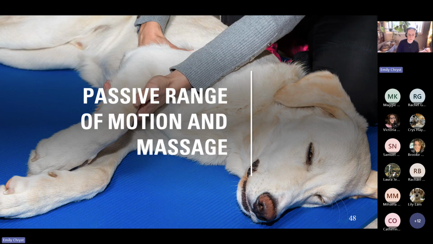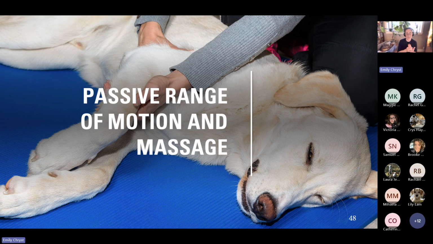Which leads me to passive range of motion and massage. This is sort of the next sort of rehab care that we're going to be providing for these patients. Now, PROM maintains joint mobility and prevents stiffness, but it also supports circulation. It is not going to build muscle.